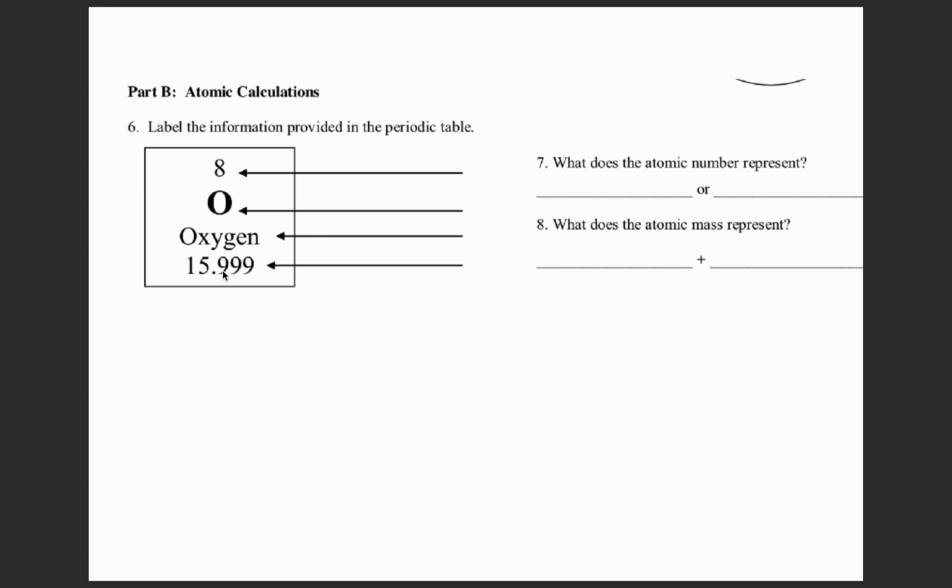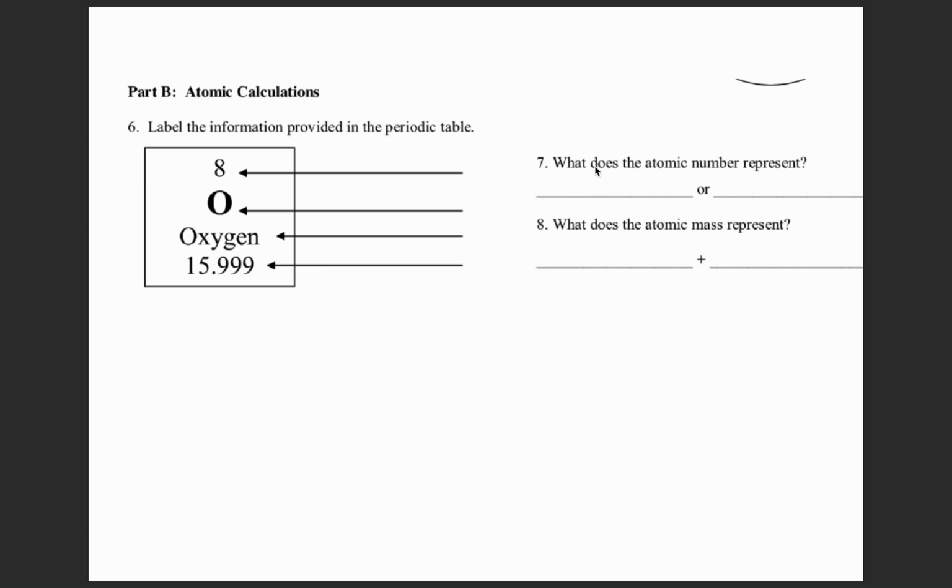And then this is my decimal. It's a decimal because it's the number of protons plus the number of neutrons, and that is my atomic mass. It is an average. The number of neutrons can change, so it's an average. And so this is my atomic mass number, atomic mass.